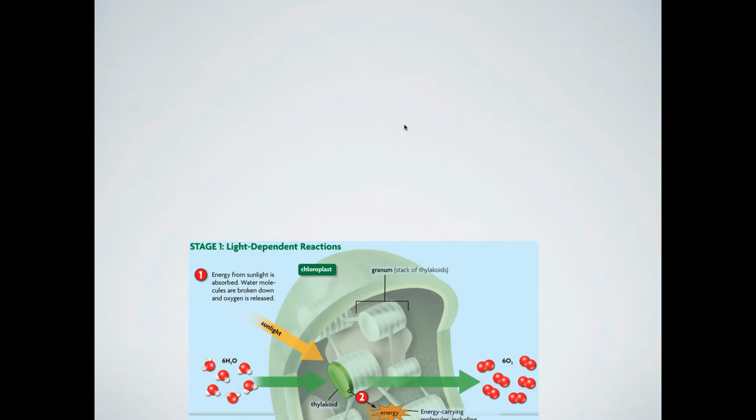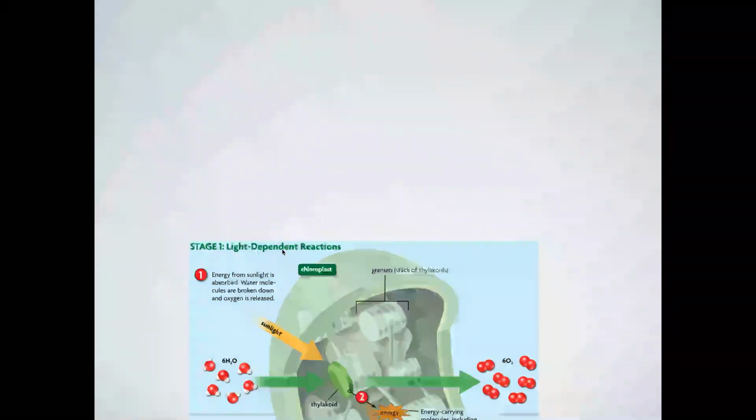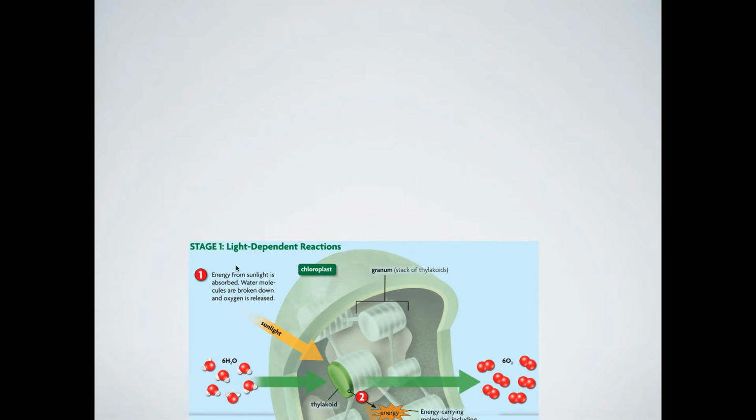So you can see the light-dependent reaction, the first part that we were talking about. This is a summary of it. We have water, okay? We have sunlight. You can see it's hitting the thylakoid. Water is going in, energy is being released, and oxygen is leaving.